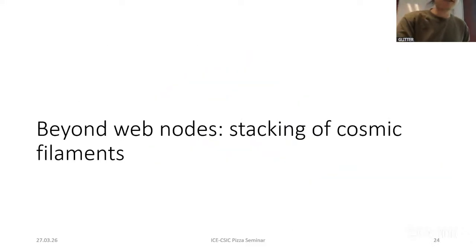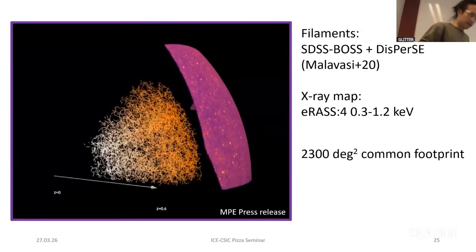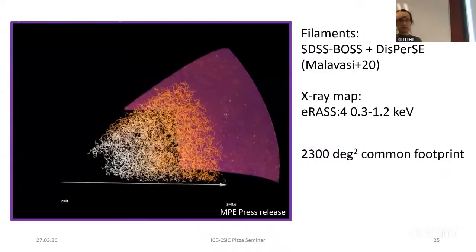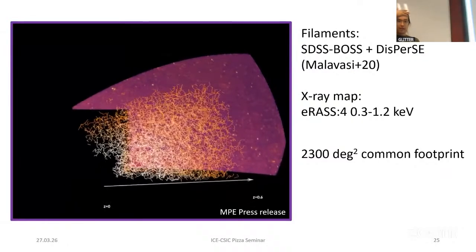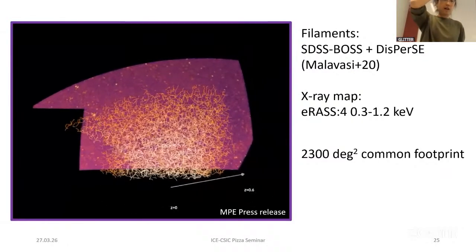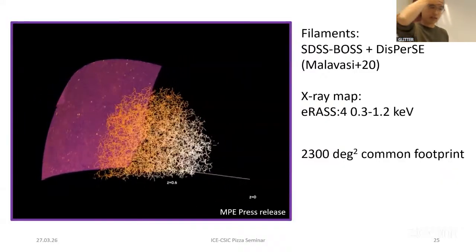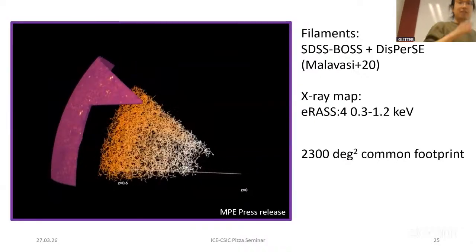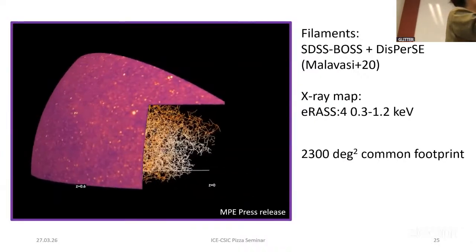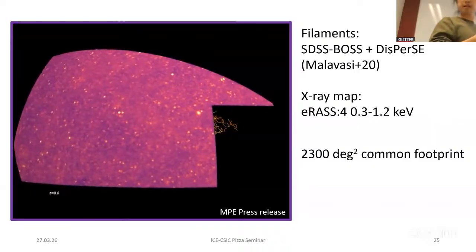Okay, so now let's move on to the cosmic filaments. Here is the stacking work we did 2 years ago. We selected almost 1,000 cosmic filaments from the Malavasi 20 catalog. It's an SDSS BOSS-based tracer plus the DisPerSE algorithm.